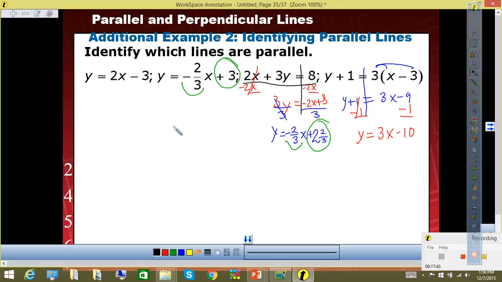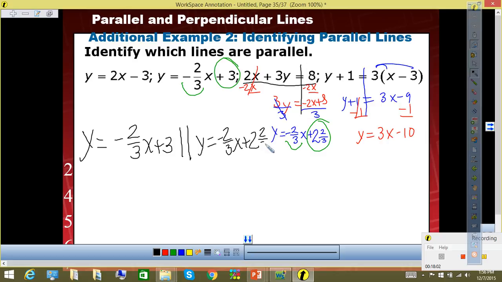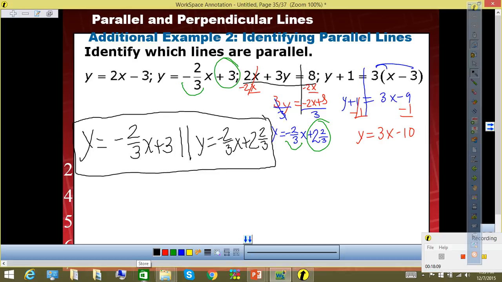So, to write out that these two are parallel, you write this out. Y equals negative 2/3 x plus 3, and this is the symbol for parallels. Look up. Are parallel to y equals negative 2/3 x plus 2 and 2/3. Yes?